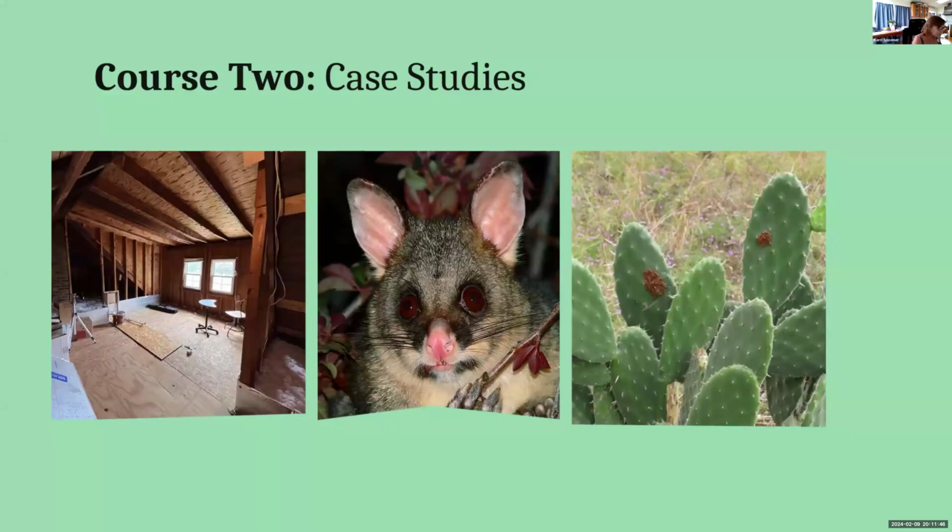Now for course 2, they used case studies that came out of the Barnes and Fulford 2015 Modelling with Case Studies book. The students were given three different case studies. One was about how hot the air gets in an attic, another was about controlling the possum population, and another was about controlling the prickly pear population.